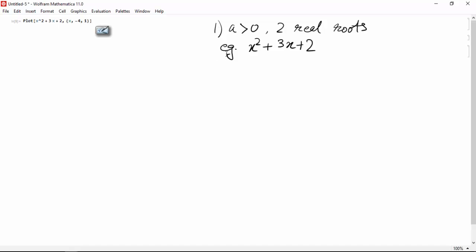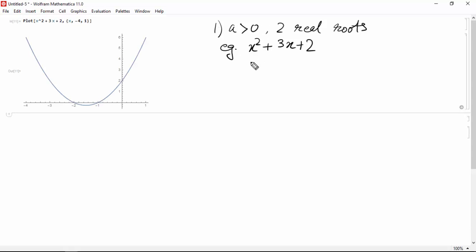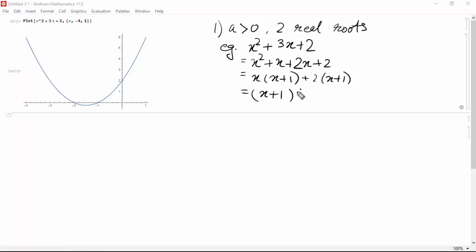So let's talk about our first example in which we have a greater than 0 and the equation has two real roots. One very good example would be x squared plus 3x plus 2. Now let's plot this graph. If we factorize x squared plus 3x plus 2, we can write this as x squared plus x plus 2x plus 2. This will be equal to x(x plus 1) plus 2(x plus 1), which equals (x plus 1)(x plus 2). Hence, the roots of this equation are x equal to minus 1 and x equal to minus 2.